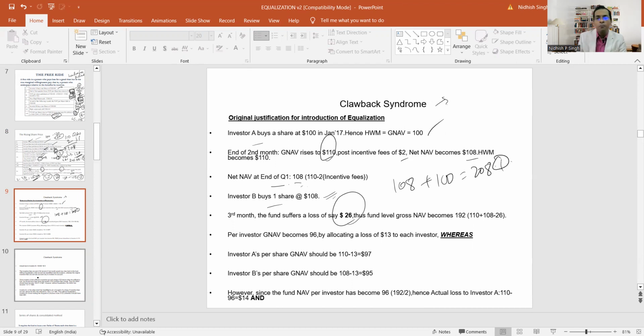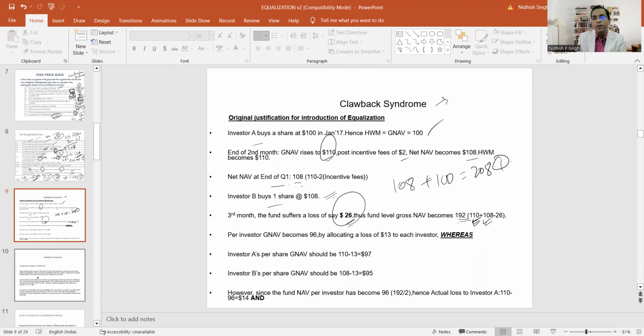That is equation 1. And then fund level gross NAV becomes 192. Since the fund has gone down by $26 as compared to the start of the third quarter, total value will now be 192, because it was initially at the start of the quarter 108. New capital came 100.